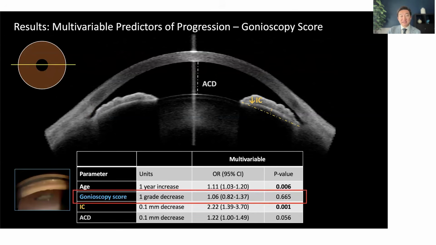We also performed an analysis in which we replaced AOD 500 as the measurement of angle width with gonioscopy score, which is a sum of the gonioscopy grades across all 4 quadrants. And what we found here was that gonioscopy score was not associated with progression. What this finding tells us is that AS-OCT provides us with unique information to forecast angle closure progression that is not possible using gonioscopy.